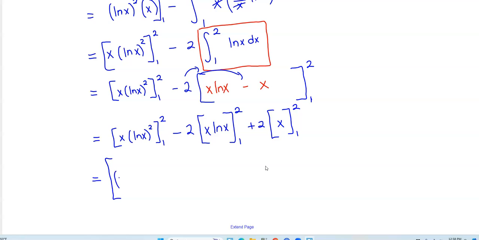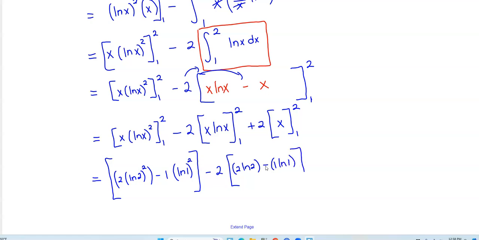So the first one, we have 2 times the natural log of 2 squared minus 1 times the natural log of 1 squared, minus 2 times the natural log of 2 minus 1 times the natural log of 1, plus 2 times 2 minus 1.